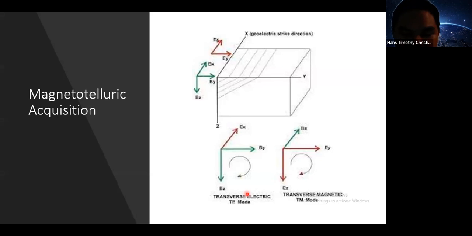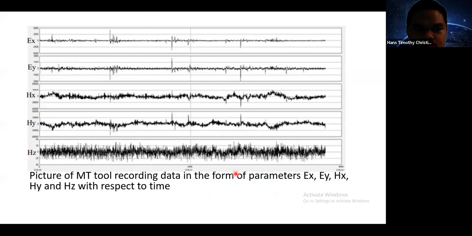There are 3 magnetic field sensors consisting of 3 coils, HX, HY, and HZ. Here are pictures of MT recording data in the form of parameters EX, EY, HX, HY, and HZ with respect to time.